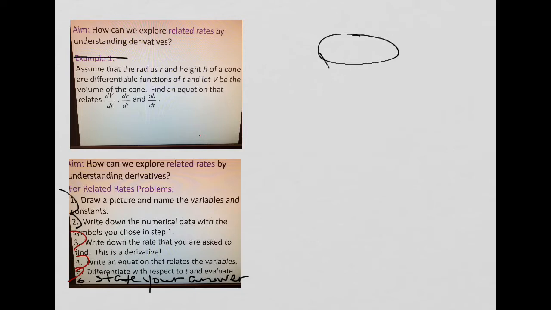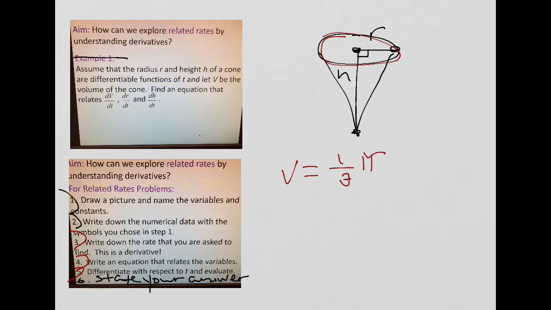I'm just going to start the lesson by drawing my cone, my radius r, and my height h as best as I can. Sorry. They always made it a right angle. And it says, let V be the volume of the cone. So let me write down the volume of a cone. So it's 1/3 pi r squared, this is supposed to be a 3, by the way, times h. And it says to find an equation that relates dV over dt, dr over dt, and dh over dt.